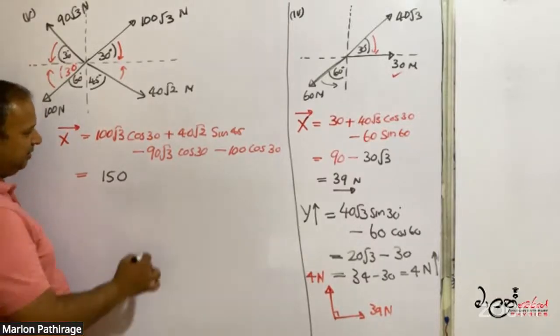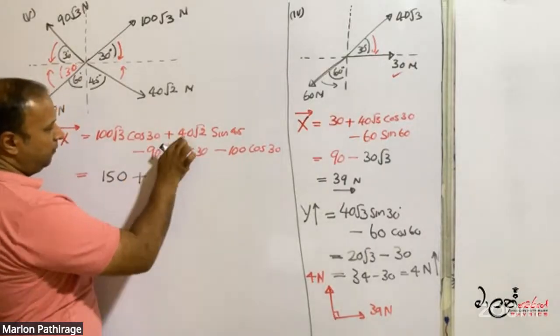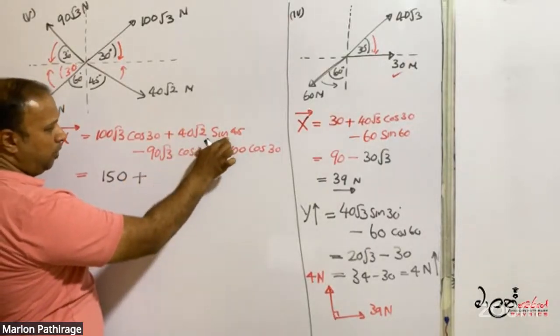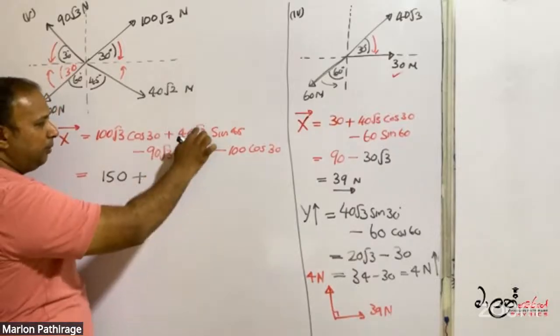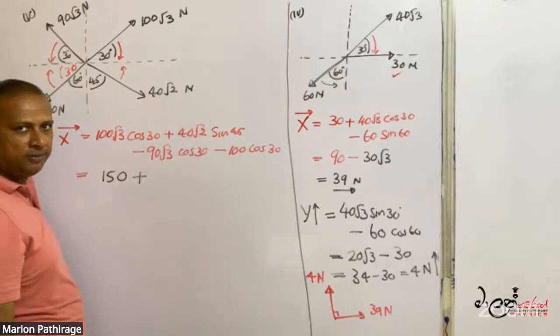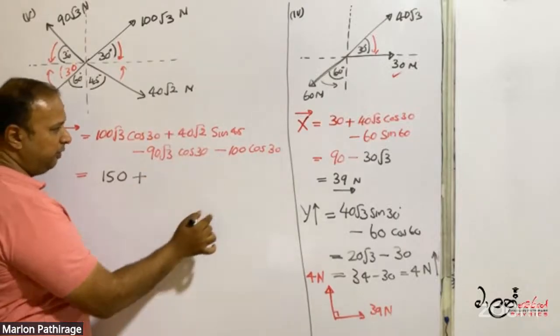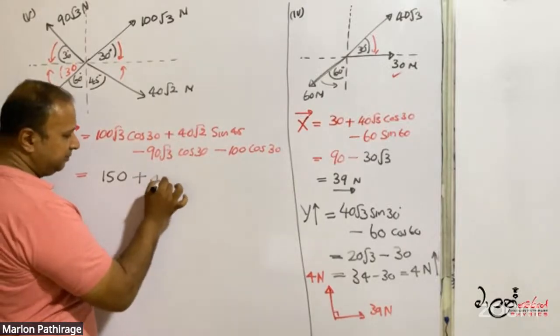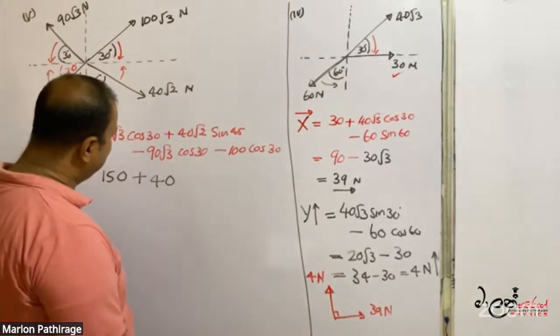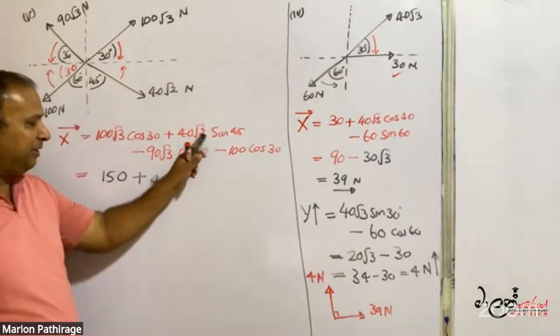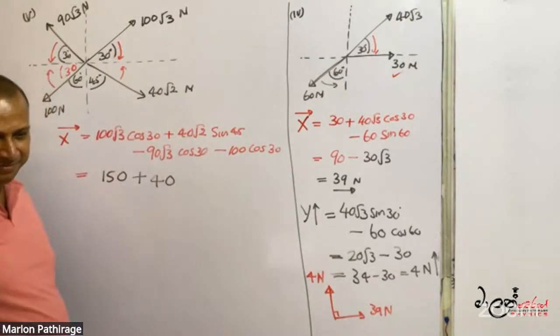Then plus 40 root 2 times sin 45, which is 1 over root 2. Root 2 and root 2 will be cancelled out. Answer is 40. Oh, sorry, very sorry. Is that clear? The answer is 40.